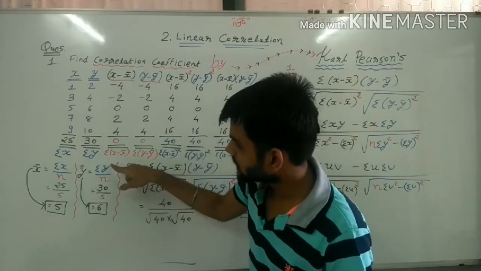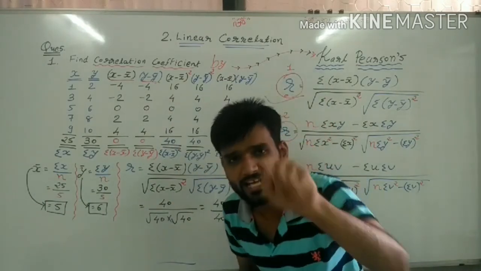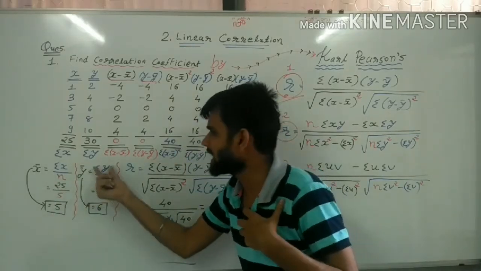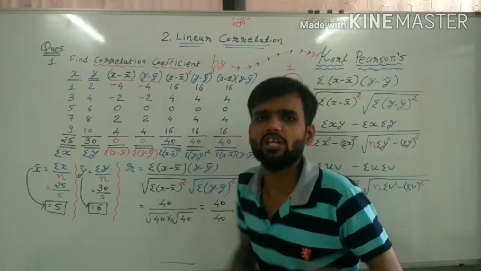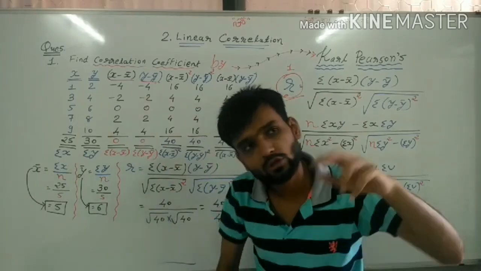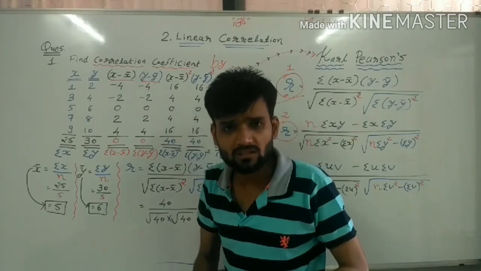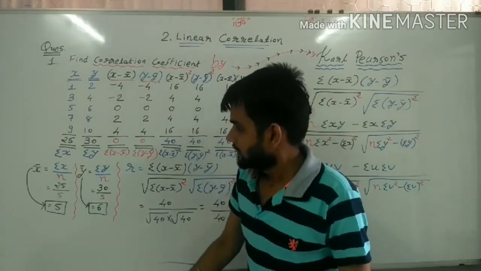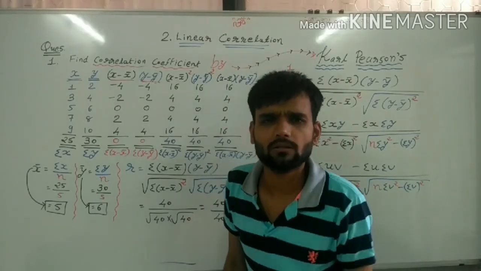Y bar is equal to sigma y upon n, same as x bar. To find x bar, sigma x upon n. If we need to find y bar, sigma y upon n. If we need to find t bar, sigma t upon n. If we need to find xy bar, sigma xy upon n, but this formula generally is not used in your syllabus. Suppose we need z bar, sigma z upon n.